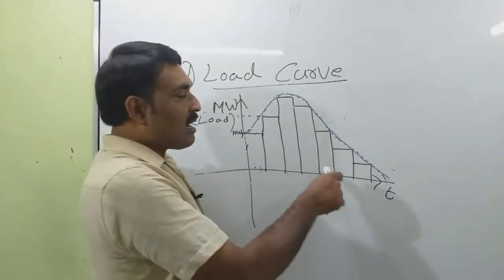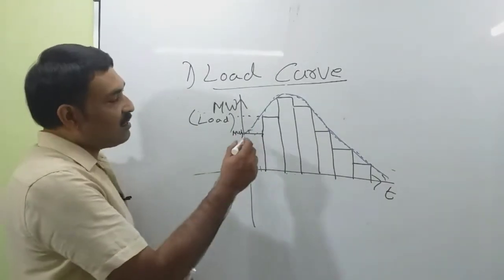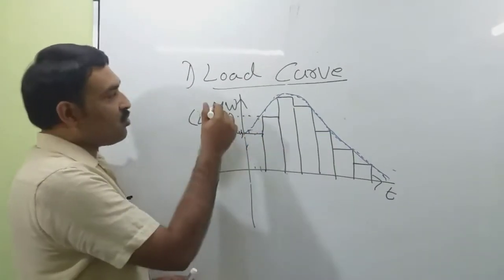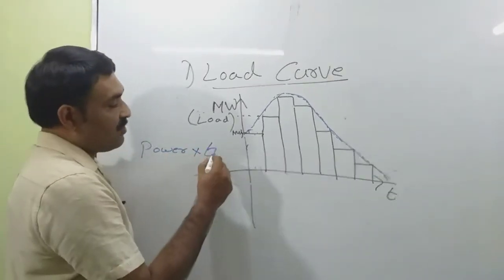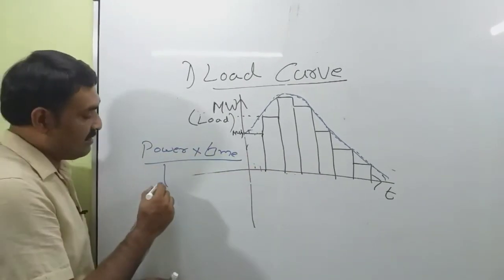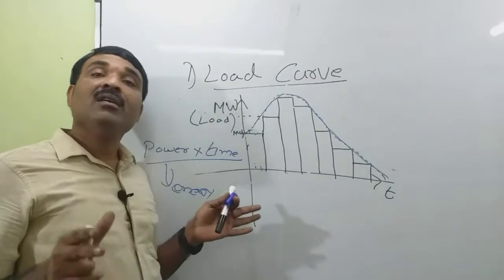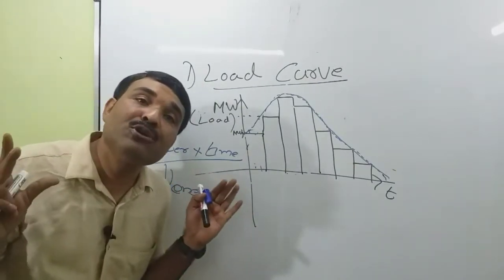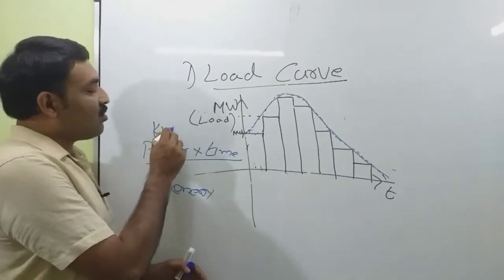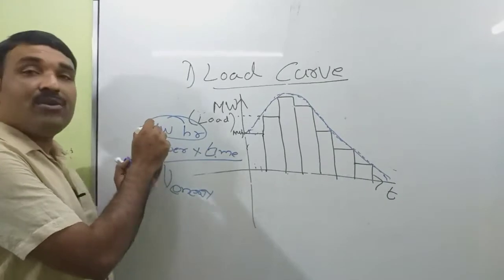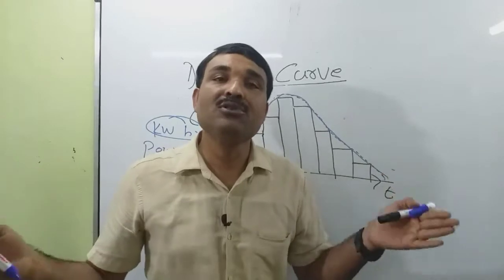This is power against time. So what is the area under this curve? Suppose I am taking the area under this curve. The y-axis is power, so power into time. Power into time means energy. So the area under this curve will give the total energy produced. That energy is in kilowatt hour, since the power is in kilowatt or megawatt and time is in hour. This is a unit of energy. So area under the load curve will give the total energy produced.